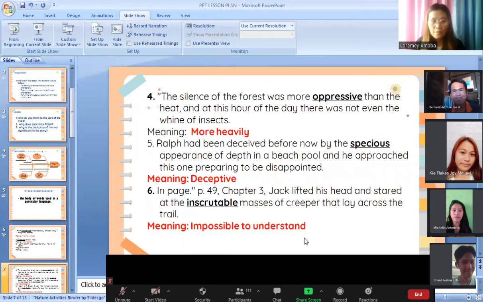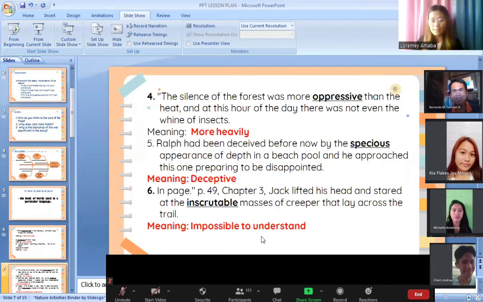So number four, the silence of the forest was more oppressive than the heat. And at this hour of the day, there is not even the whine of insects. What is the meaning of oppressive? More heavily. Yeah, it is more heavily. All right. Number five, Ralph had been deceived before now by the specious appearance. What is the meaning of specious? Deceptive. It is deceptive. Great answer.